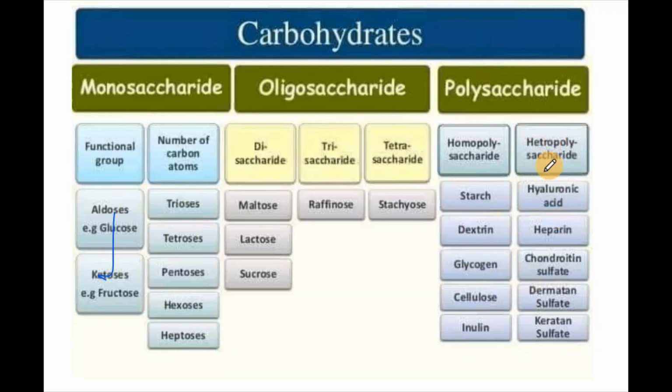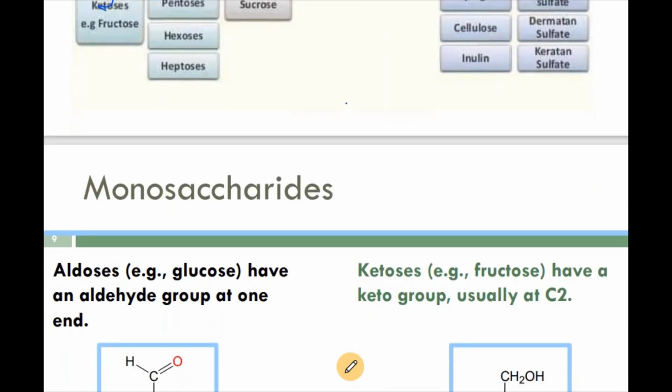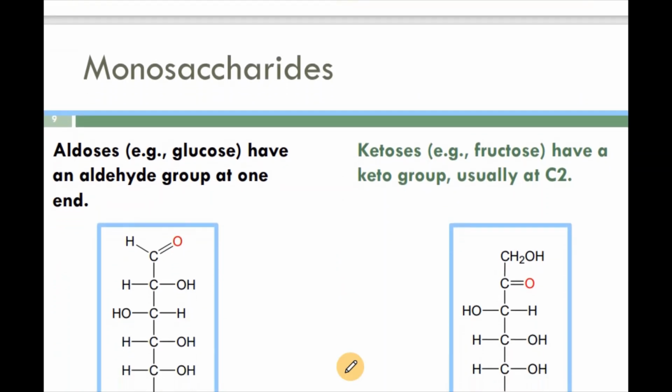As the name implies, it is hetero because it's made of several or more than 1 monomer unit. You can have the uronic acid, you can have heparin, chondroitin sulfate, you have dermatan sulfate, and keratan sulfate. All these ones are made of different monomer units, so we say they are heteropolysaccharides. So we have 2 main categories of groupings of polysaccharides. We have homopolysaccharides, which is made of just 1 and only 1 monomer unit, and also heteropolysaccharides.